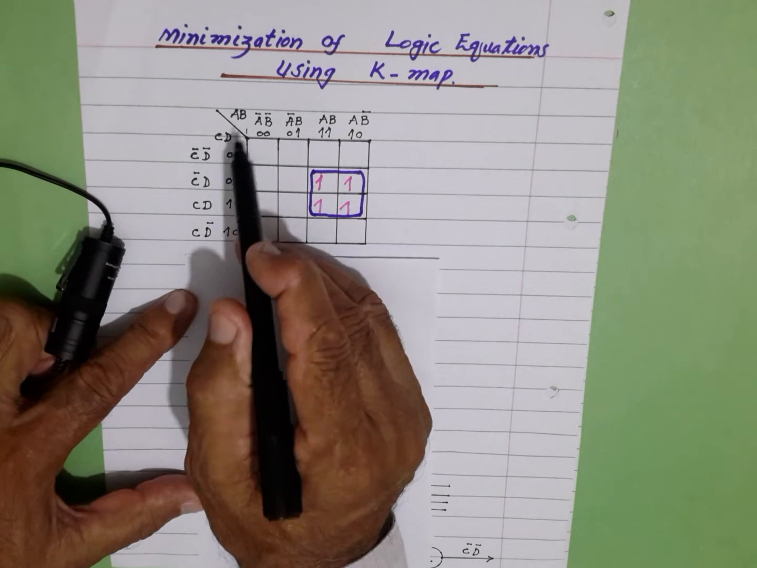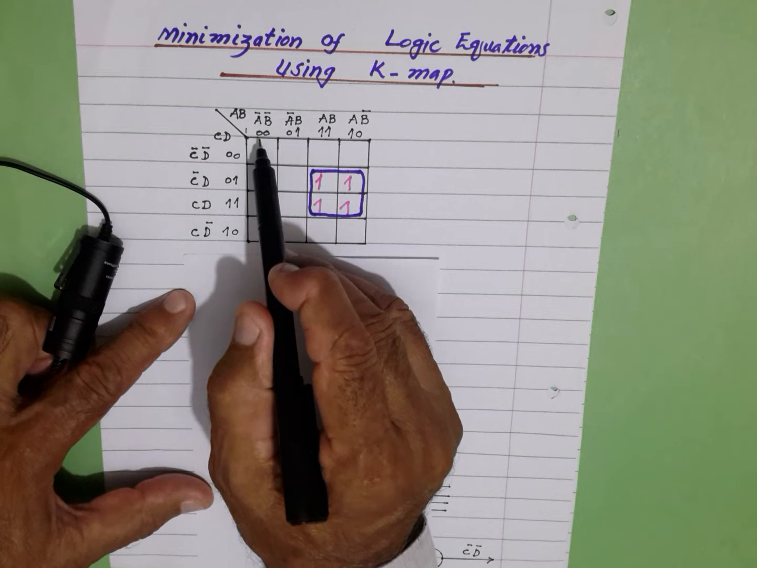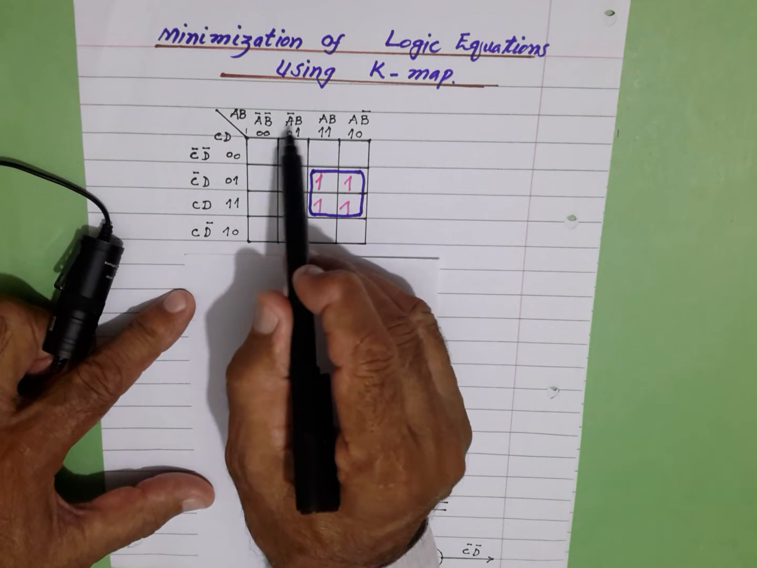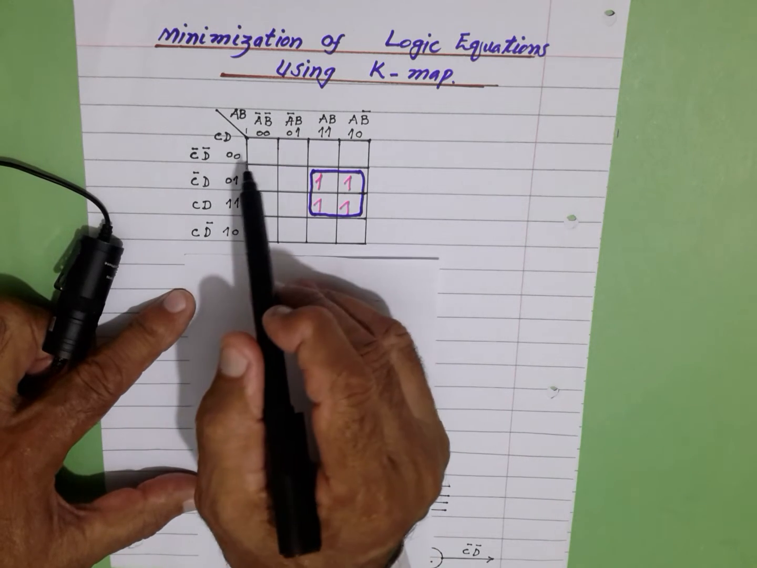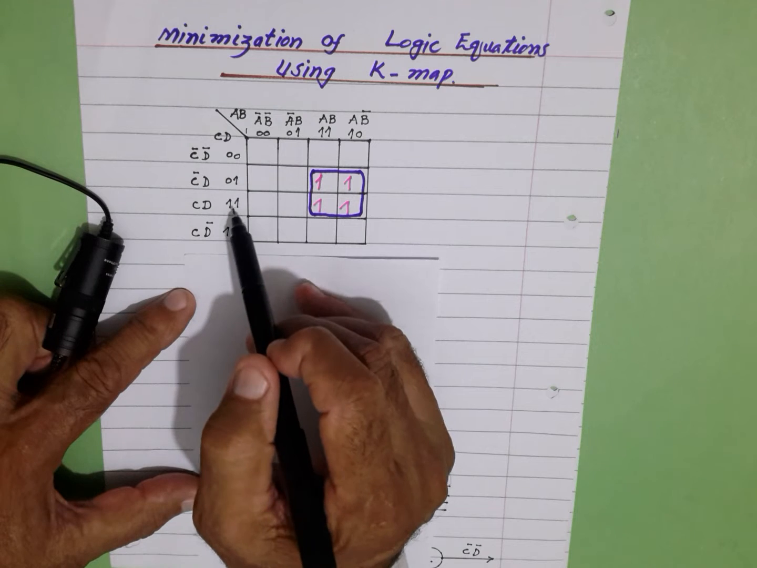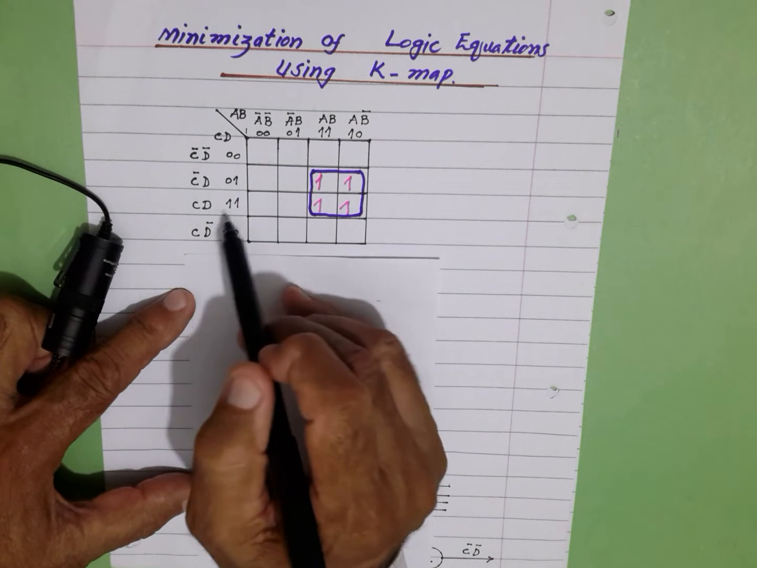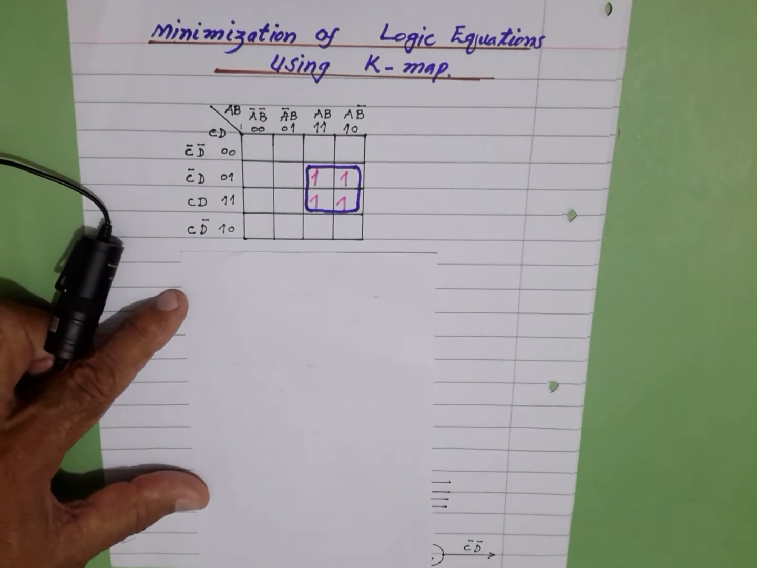for variables A, B, C, D. Four combinations for A, B: 0 0, 0 1, 1 1, 1 0. Gray code values A bar B bar, A bar B, A B, A B bar. C, D, four combinations: 0 0, 0 1, 1 1, 1 0. C bar D bar, C bar D, C D, C D bar. We have four minterms.